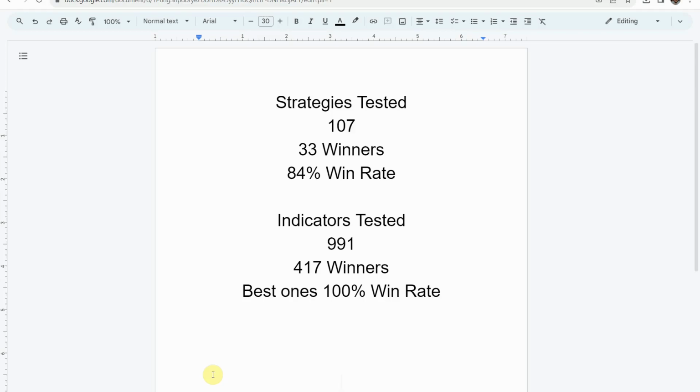We've also tested a total of 991 indicators, with 417 of them being winners. The best ones so far were able to achieve a 100% win rate. Now you need to go back and watch those videos to understand the context of how they were able to achieve that. So go back and watch those videos and see what you can get out of those winning indicators. And keep in mind that we test most of these strategies and indicators on the Forex and crypto market, but they can be applied to just about any market and time frame universally.